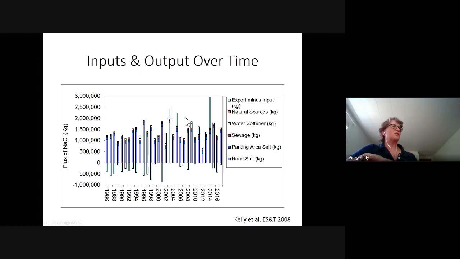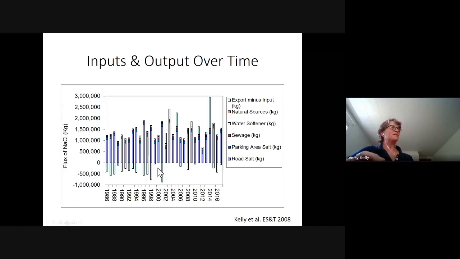But there's this interesting term, export minus input. Because we know how much salt is in the stream and moving out of the watershed via the stream, we could calculate the total amount that's put into the watershed and subtract that from the amount that leaves via the stream. And so what this shows us is that that number is negative in the early part of the record, which means that there was more input than exported from the watershed.